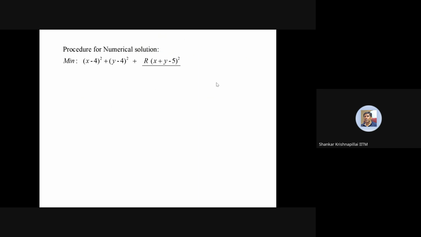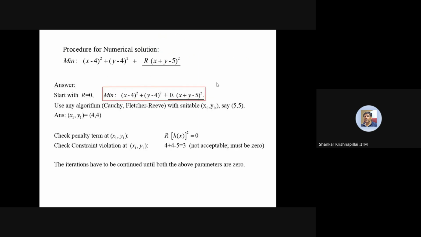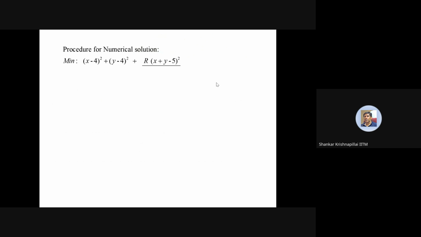Procedure for numerical solution of (x minus 4) whole squared plus (y minus 4) whole squared. Okay, so we know that for large values of r, the solution will converge. So what we have to do is start with small values of r, equal to 0, 1, 10, 100, 1000, etc. And we have to check the convergence of the solution, and also check if the penalty is becoming 0.